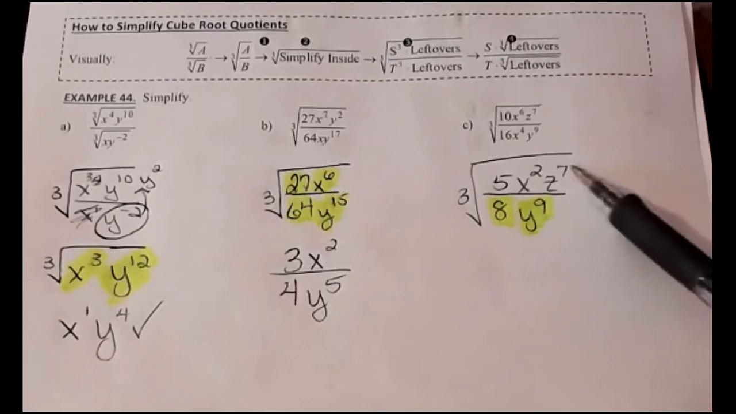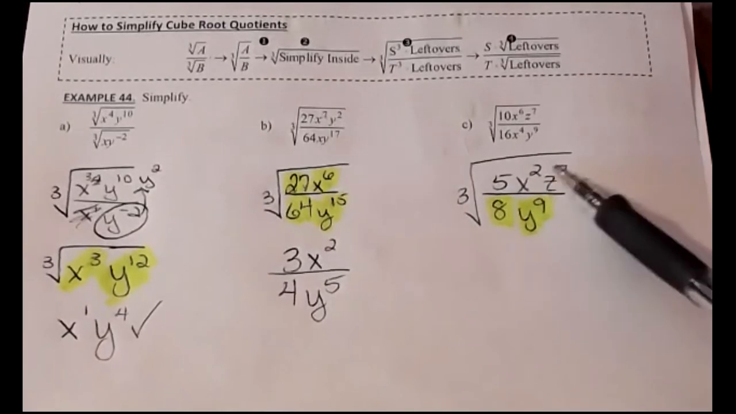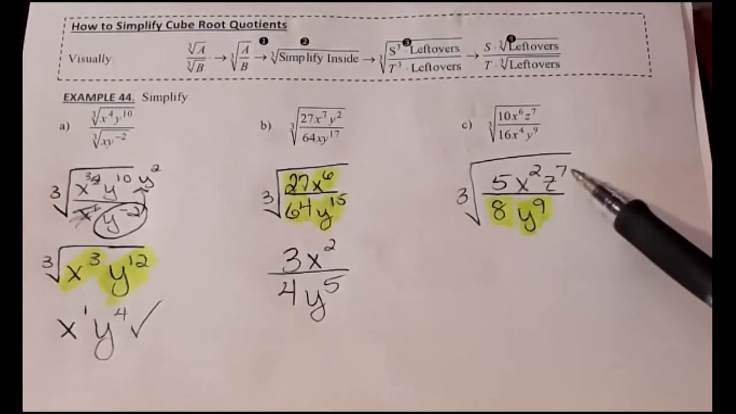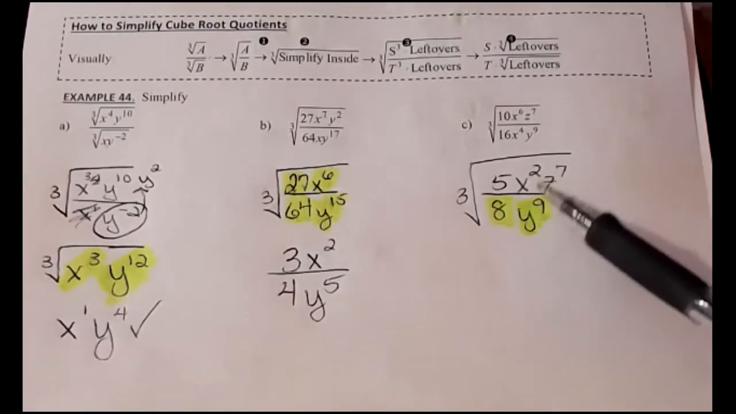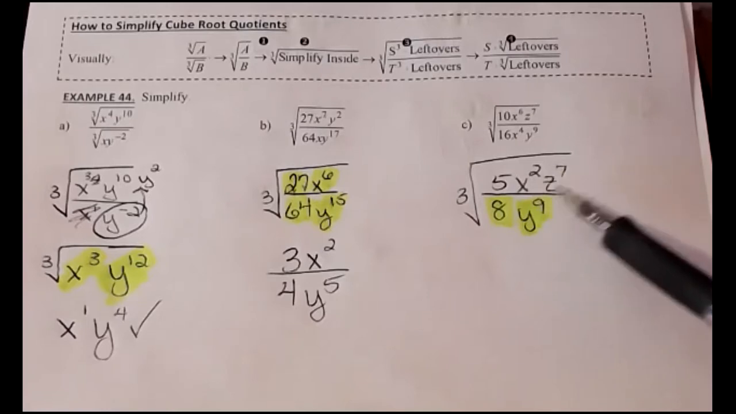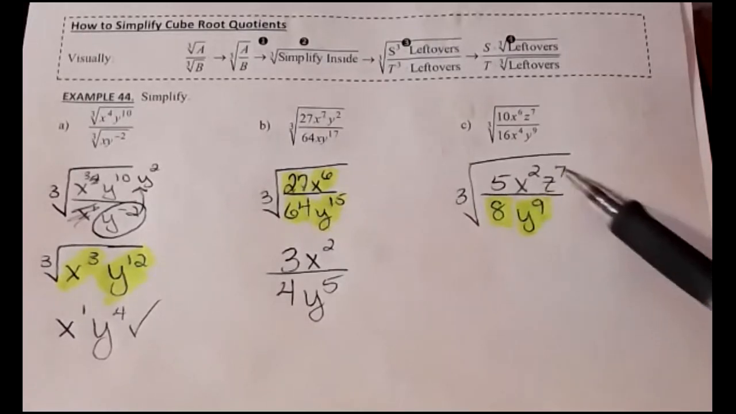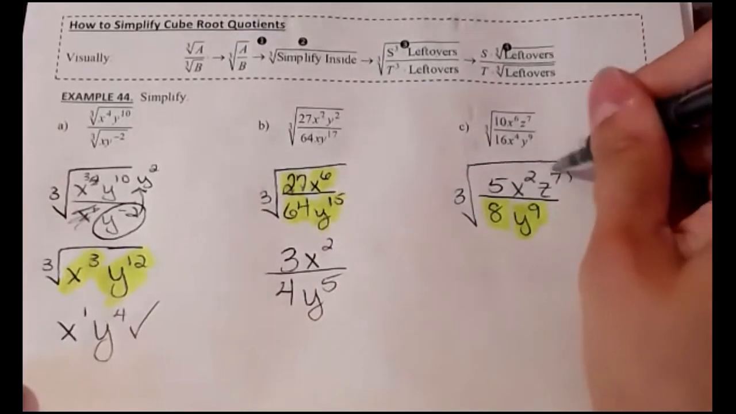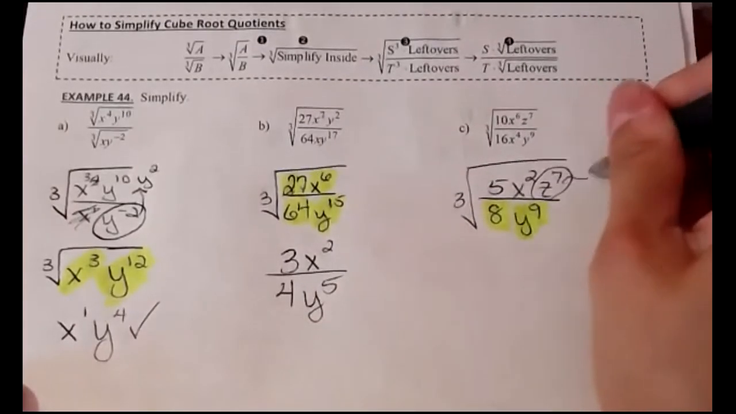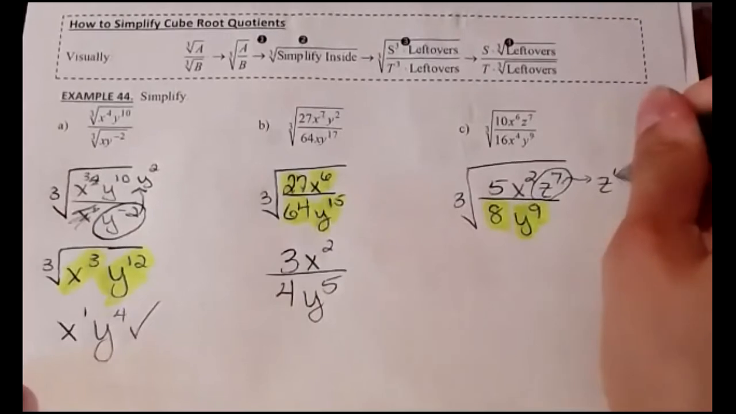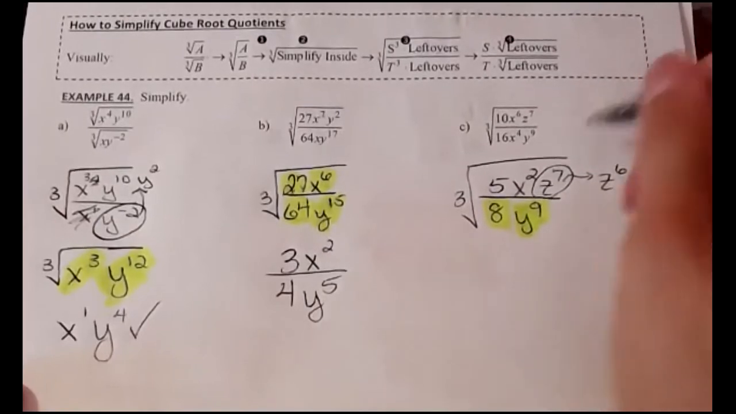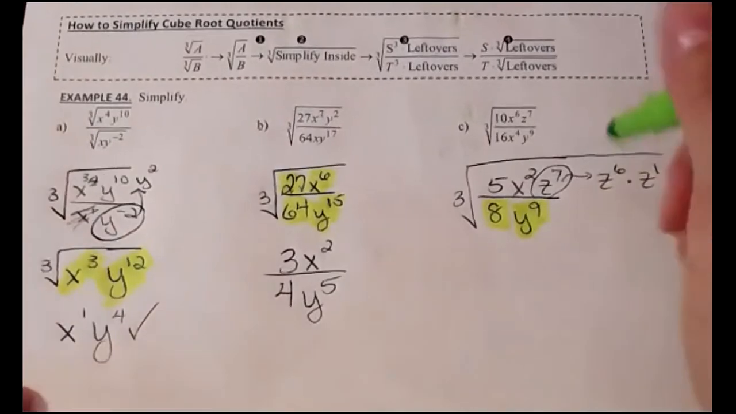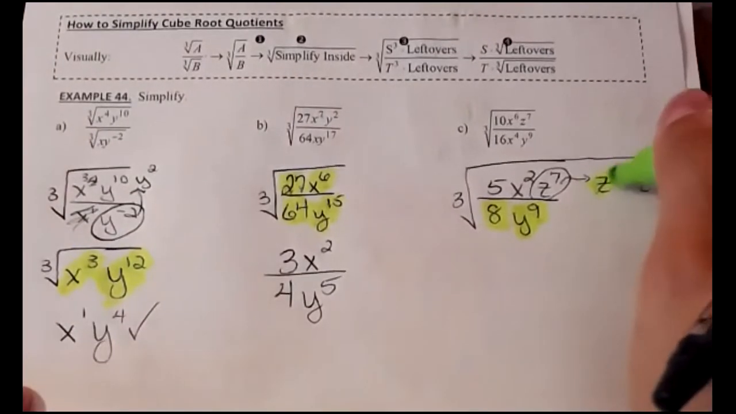But check out this sneaky guy right here. This sneaky, sneaky, sneaky z to the 7th. Can't this be rewritten? What can this become? 6 and 1. Yes, it can. So this should actually be rewritten as z to the 6th times z to the 1st power. And I'm just going to extend this so that you can see what's happening. Let's highlight the z to the 6th.